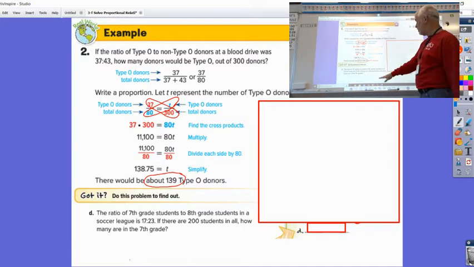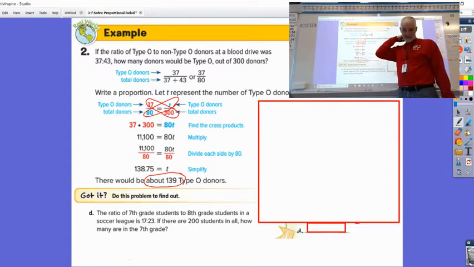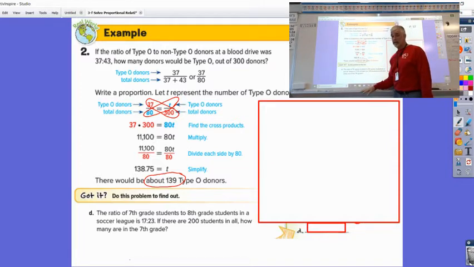Okay, so here's a got it problem. The ratio of 7th grade students to 8th grade students in a soccer league is 17 to 23. Okay, this is 7th graders to 8th graders. So if there's 200 students total, how many would you expect to be in 7th grade?